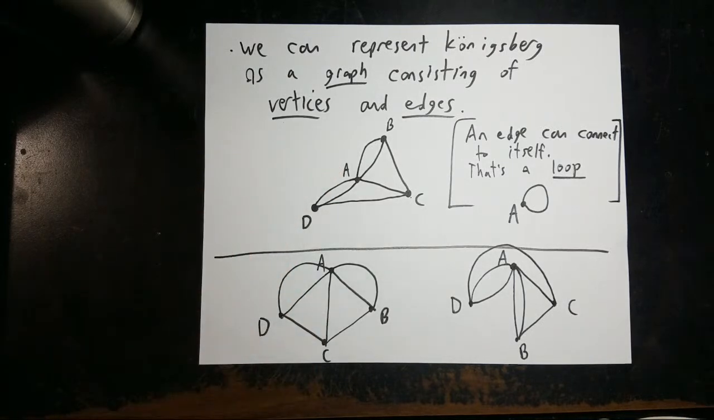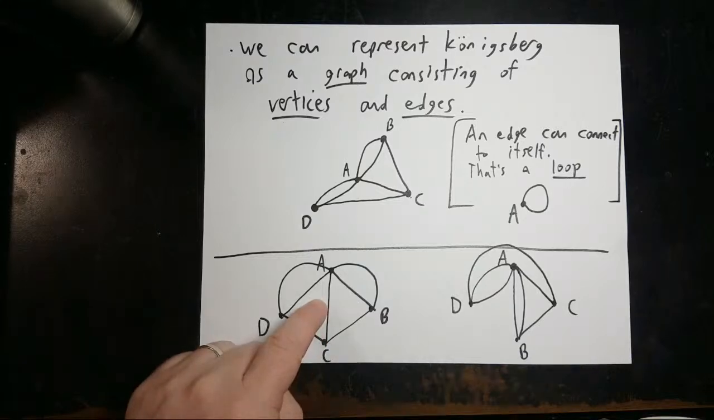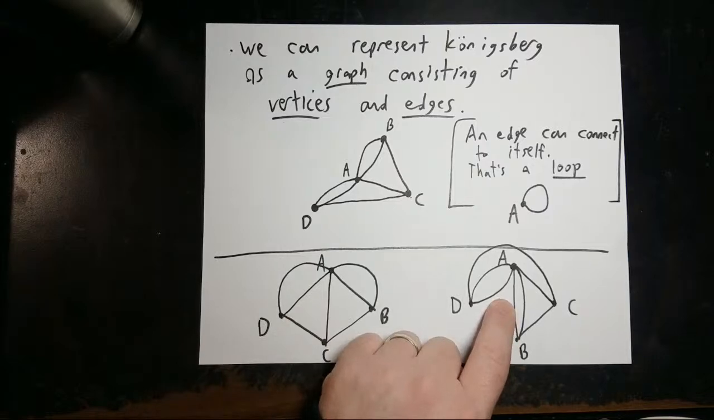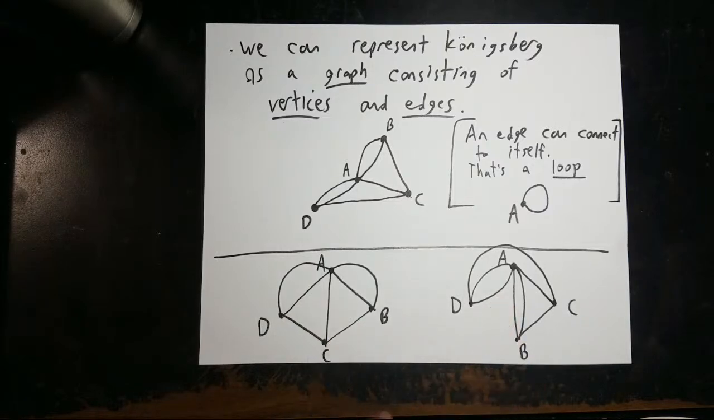My point being is that the visual representation is changeable depending on where you place the vertices and what direction you put the edges. It doesn't matter. Some are more visually appealing than others. I would say this is much more visually appealing than this. But they both do exactly the same thing, is my point. Again, this is an introduction to this concept.